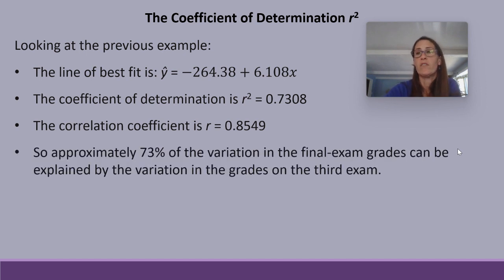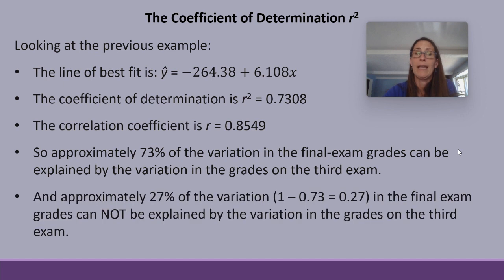What the coefficient of determination is telling us is that approximately 73% of the variation in the final exam grades can be explained by the variation in the grades on the third exam. That means that 27% of the variation, 1 minus the 0.73, in the final exam grades cannot be explained by variation in the grades on the third exam. So that's how we talk about and interpret the coefficient of determination, R squared.